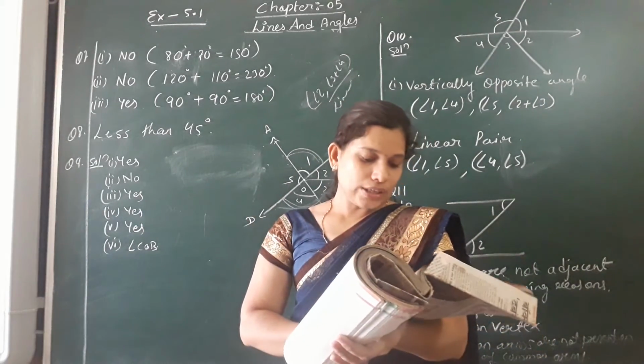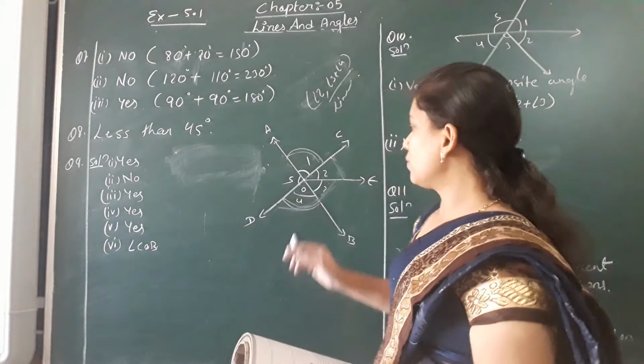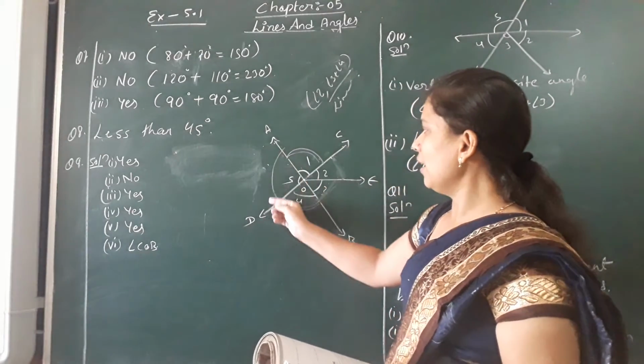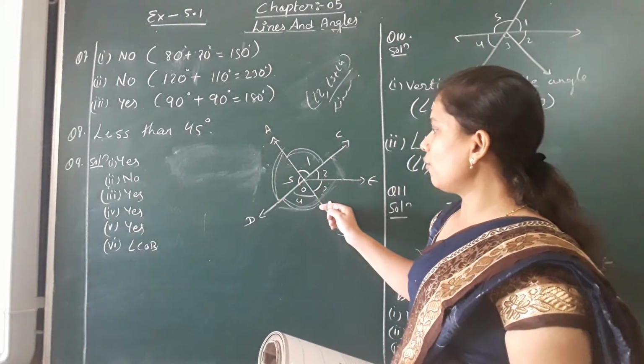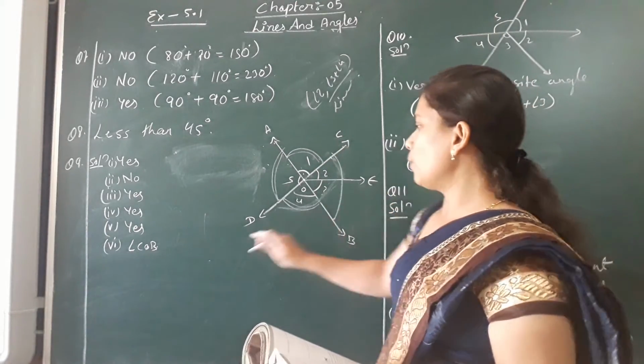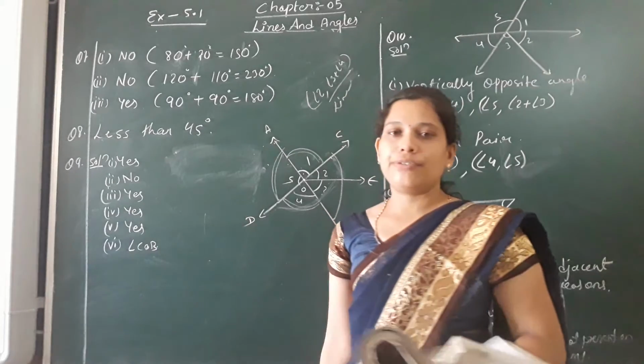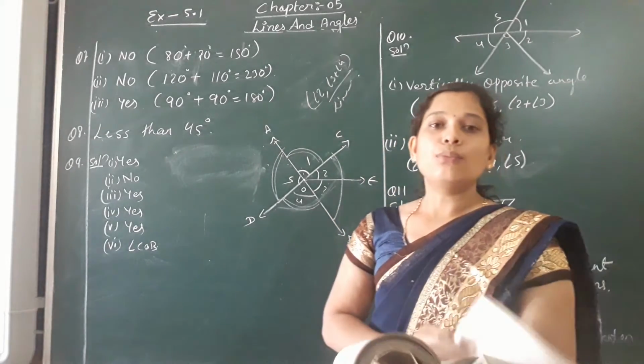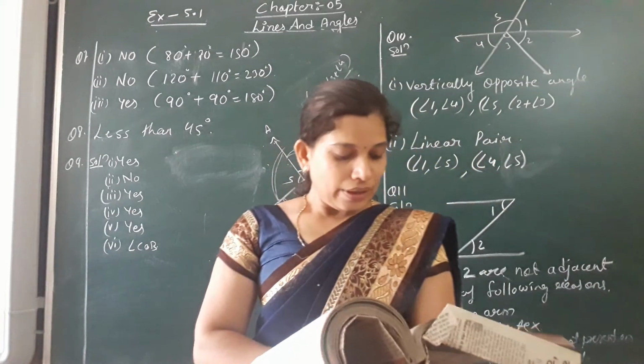Then the last, what is vertically opposite to angle 5? So this is the angle 5 we are having. What is the vertically opposite angle for angle 5? Angle COB is the vertically opposite angle for angle 5. Clear everyone? Now moving towards the next question.